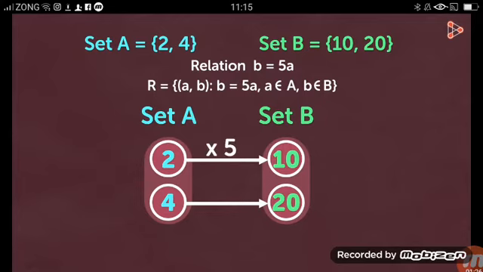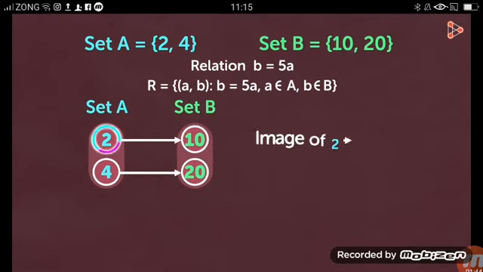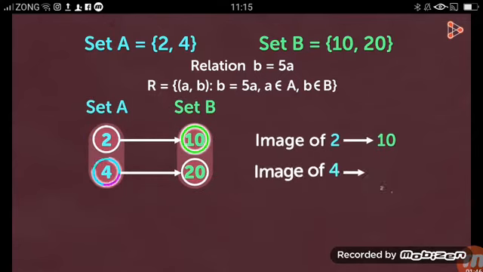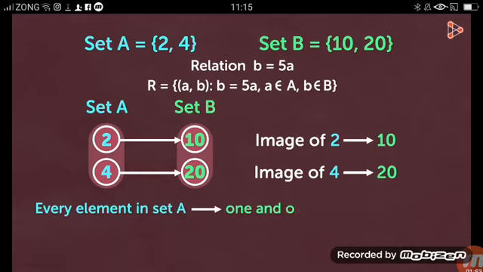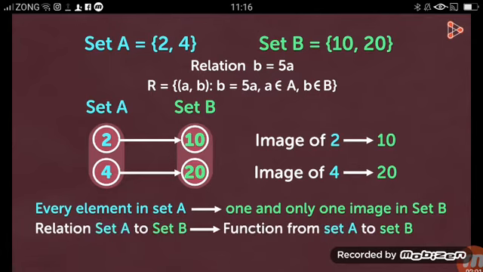We know that 2 times 5 is 10 and 4 times 5 is 20. Hence the two arrows like this. We see that both elements 2 and 4 are mapped. Also, each of the elements in set A has only one image in set B. 2 has an image in 10 and 4 has an image in 20. So we can say that every element in set A is mapped and has one and only one image in set B. We can say that this relation from set A to set B is a function.